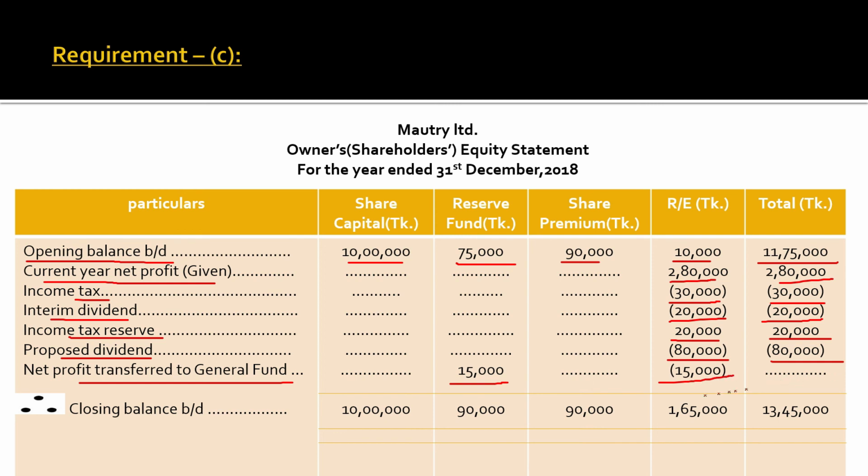Now total share capital 10 lakh taka, total reserve fund 90,000 taka, total share premium 90,000 taka, retained earnings 1,65,000 taka and total 13,45,000 taka. My dear students, 13,45,000 taka is called closing balance. This is the solution of requirement C.